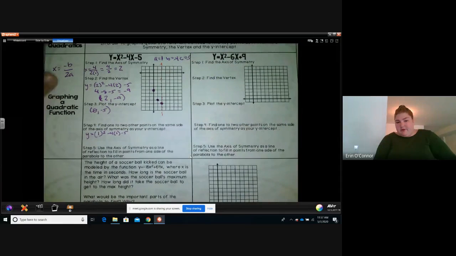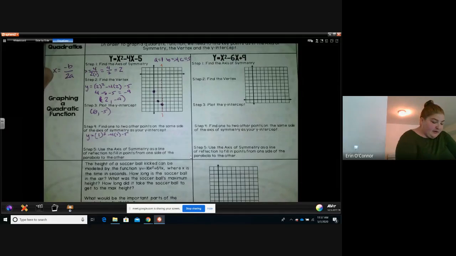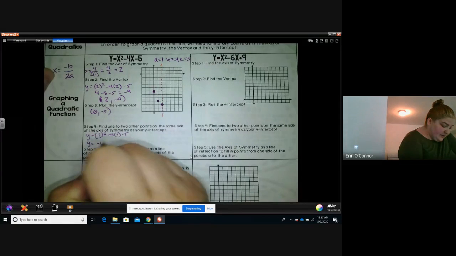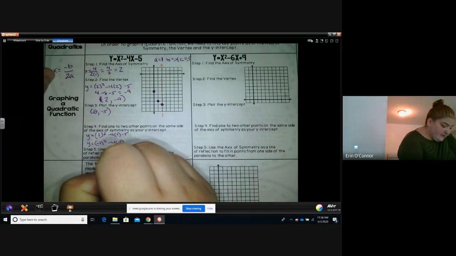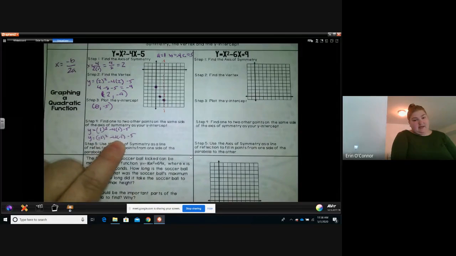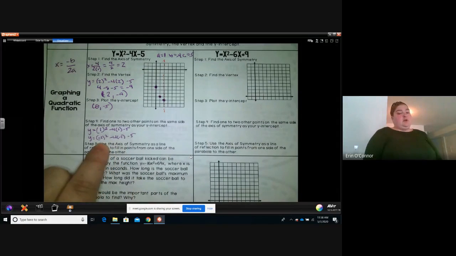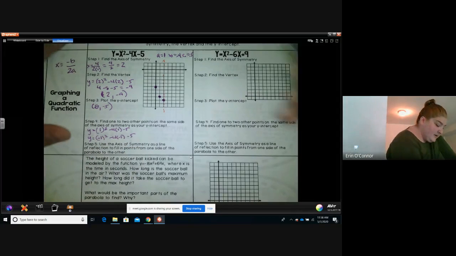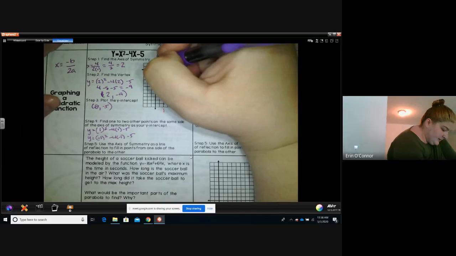And you can do another point if you want to. It's really up to you, but if we were going to do another point, I'd do negative 1. So y equals negative 1 squared minus 4 times negative 1 minus 5. Negative 1 squared is 1. Negative 4 times negative 1 is a positive 4. So 1 plus 4 is 5. 5 minus 5 is 0. So we get (negative 1, 0).